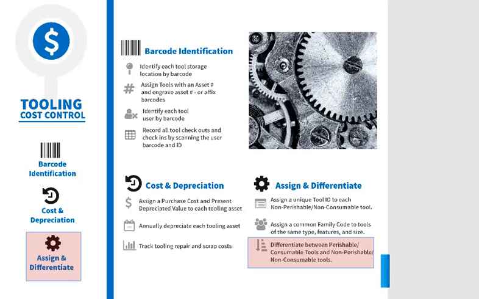Thus, you need to differentiate between perishable, consumable tools and non-perishable, non-consumable tools. So basically, jigs, fixtures, and so on are non-perishable, non-consumable tools. But things like drill bits, sanding paper discs would be perishable, and you may elect to track them or you may elect not to track them. However, you should be able to distinguish those tools because over a period of time, they add to the annual costs, and in order to have a proper and effective tooling cost control, you need to track all the tools that are being used.